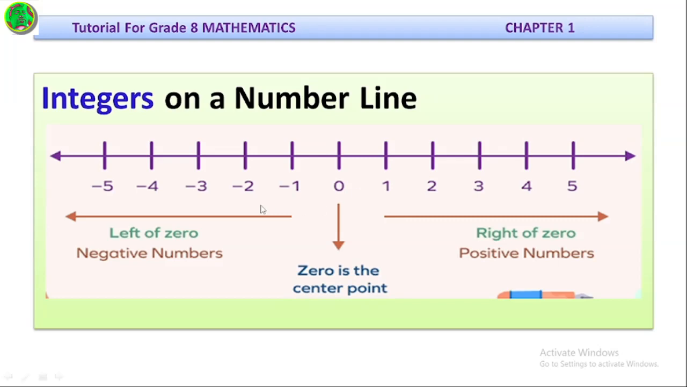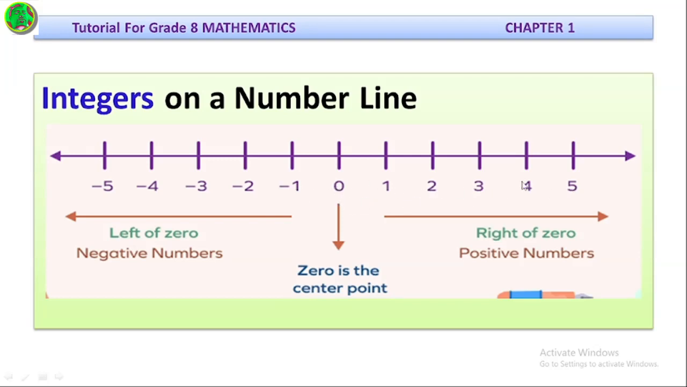From 0 to the right side we can see the positive integers. From 0 to the left side we can see negative integers. So at the middle is 0. 0 is by itself, 0 is an integer. So this is a way of representing integers on the number line sequentially.